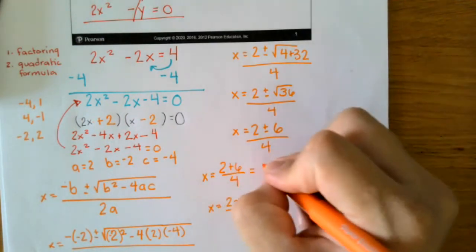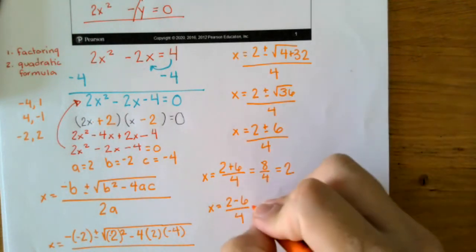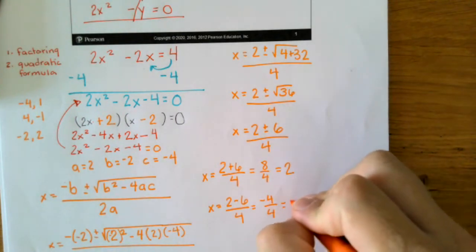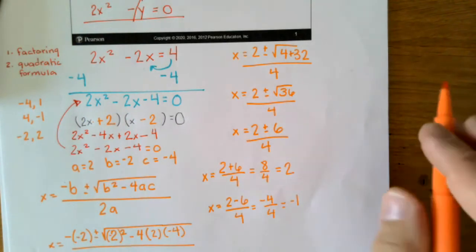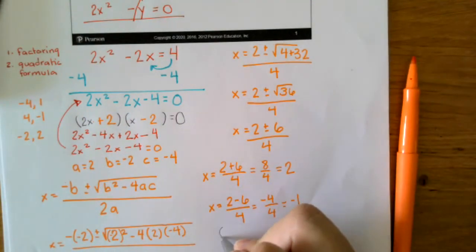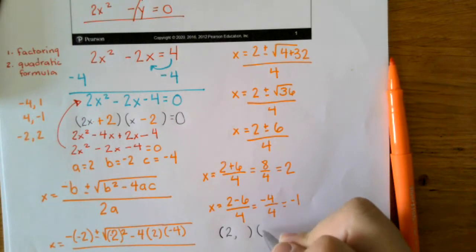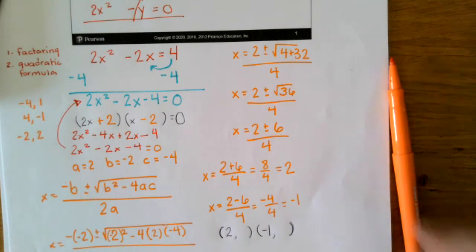2 plus 6 over 4 is 8 over 4. When you divide 8 by 4, you get 2. 2 minus 6 over 4 is negative 4 over 4. You get negative 1, right? Okay, so for our quadratic equation, if I use the quadratic formula, I got 2 and then a negative 1, and whatever my y is, okay?